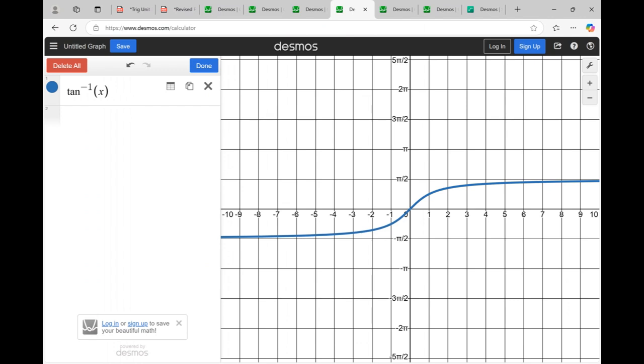So what does that look like when we do the inverse? Well, it looks like this. Notice the x's are going from negative infinity to positive infinity. But what are those y values that are coming out? Those are going from negative pi over 2 to positive pi over 2. So we can plug any number we want in for tangent inverse. And the answers that are coming out are from negative pi over 2 to positive pi over 2.